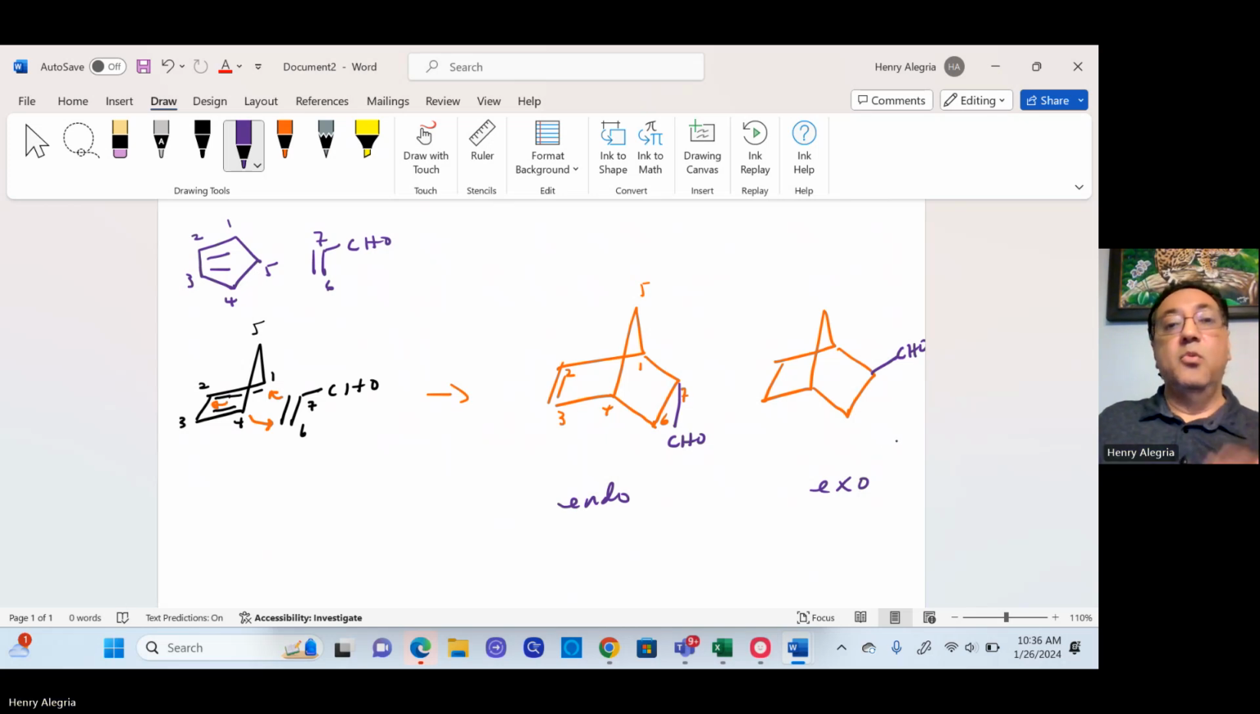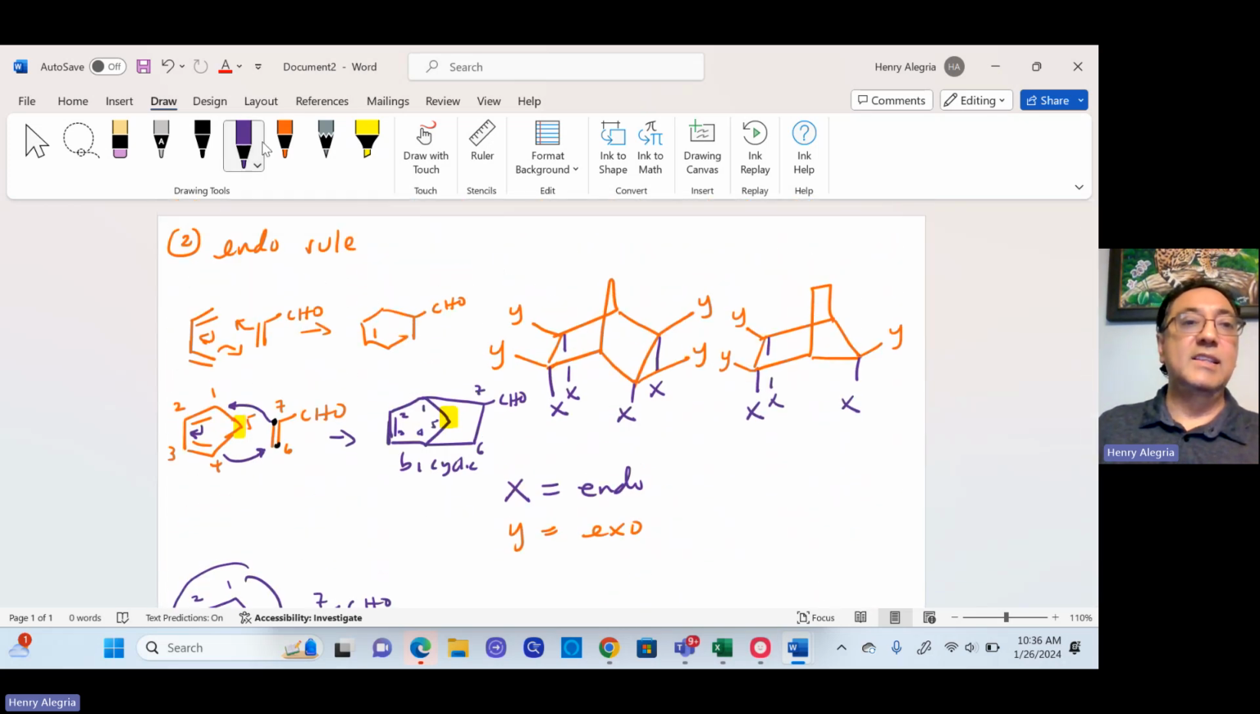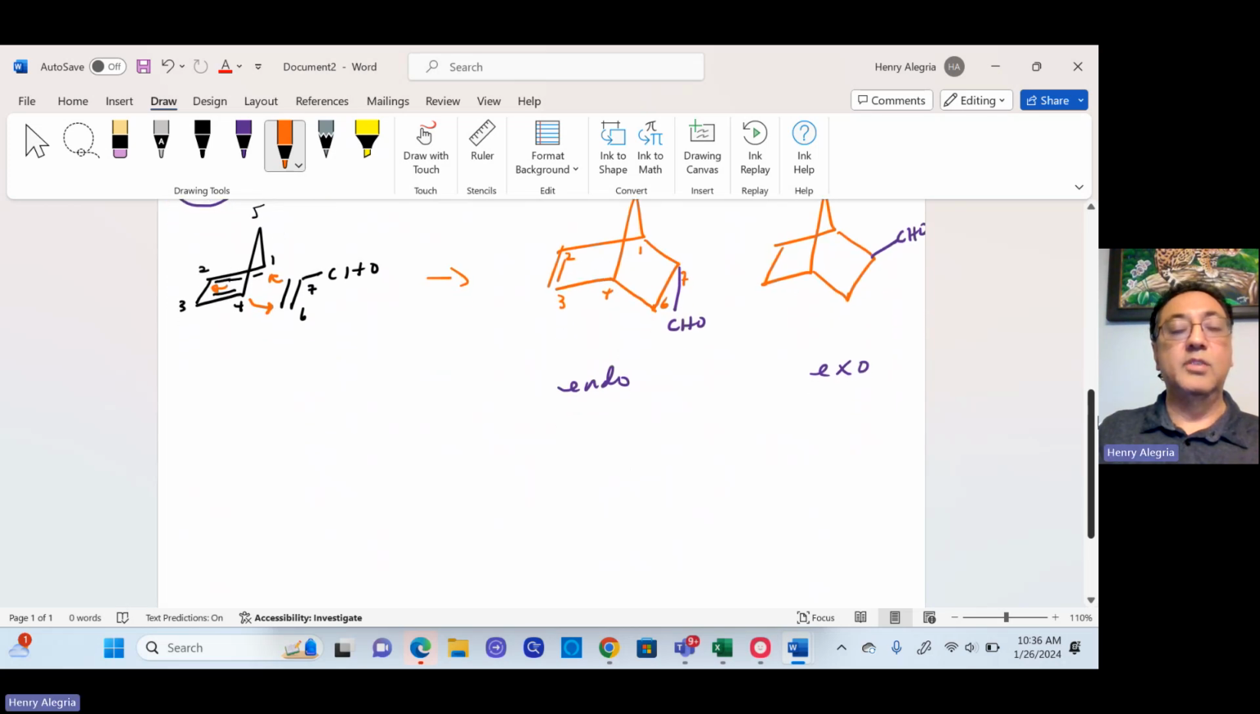And again, when do we have to worry about this? When my starting diene is cyclic, such as what we're seeing here. Notice again, to remind you, when my starting diene is not cyclic, such as here, there is no endo rule to worry about because the product is not a bicyclic product, right? So that is what we mean by the endo orientation.